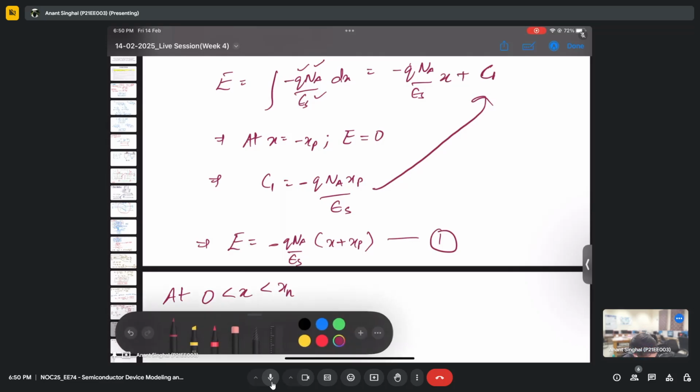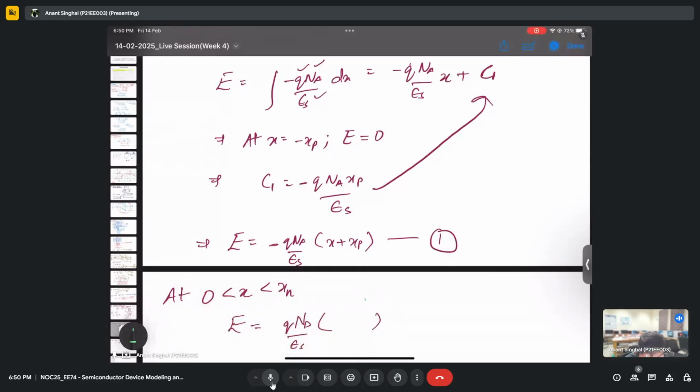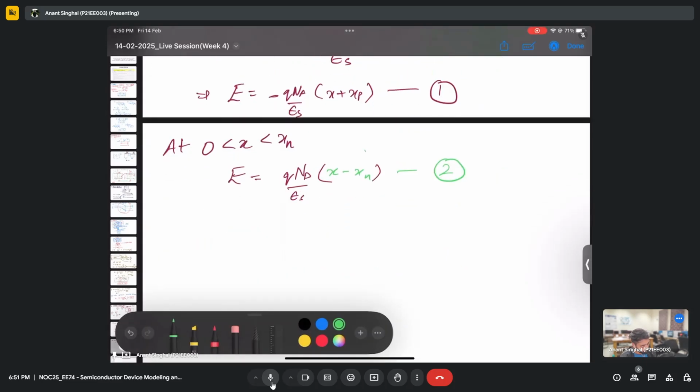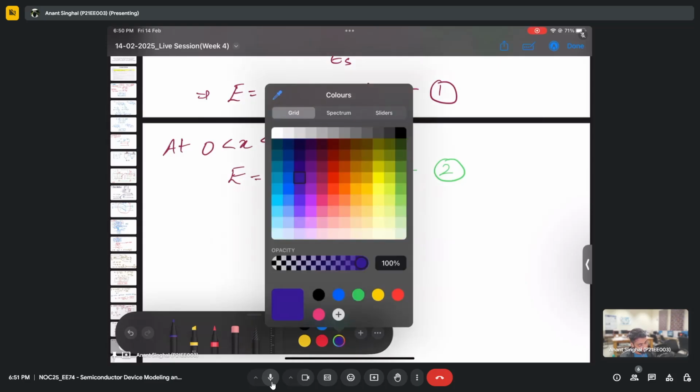Okay, let me change the color here. So it is q nd by epsilon s times x plus C2, and again for x equals xn, we will have E equals 0. So from this C2 will come out to be minus q nd xn, sorry, it should be x minus xn. Everybody is getting the same? Yes. Okay, that's great.